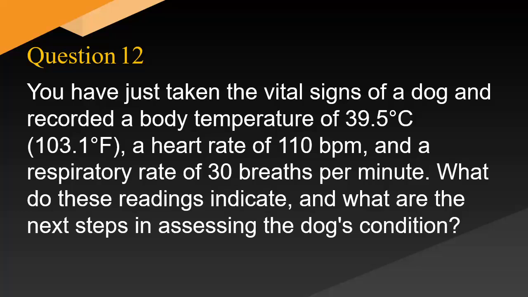You have just taken the vital signs of a dog and recorded a body temperature of 39.5 degrees Celsius, 103.1 degrees Fahrenheit, a heart rate of 110 BPM, and a respiratory rate of 30 breaths per minute. What do these readings indicate, and what are the next steps in assessing the dog's condition?